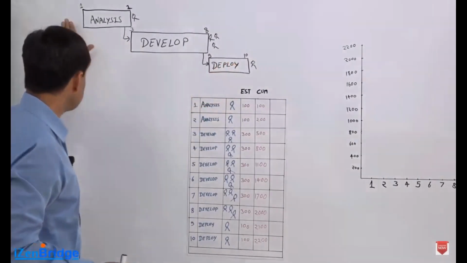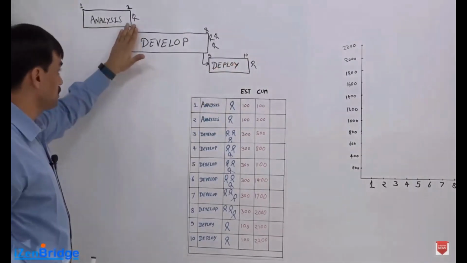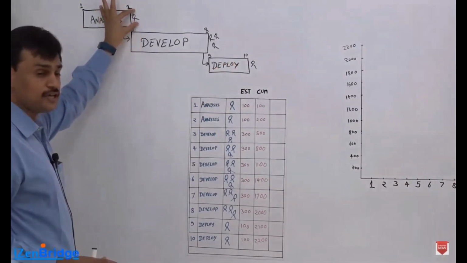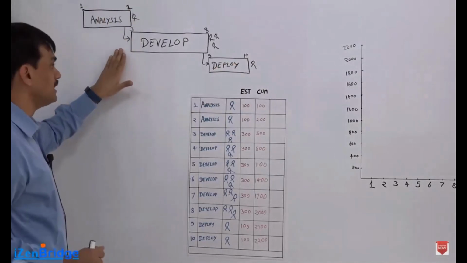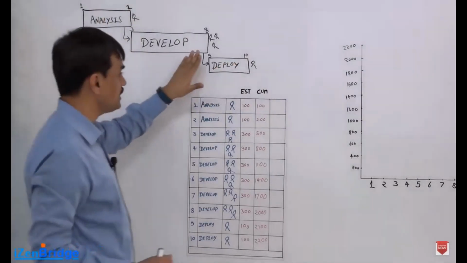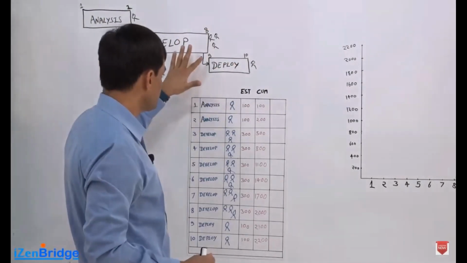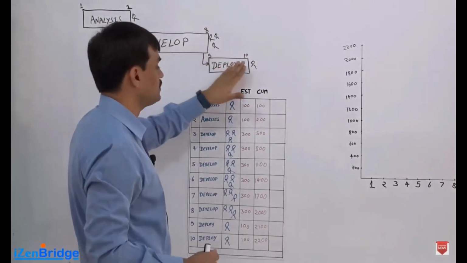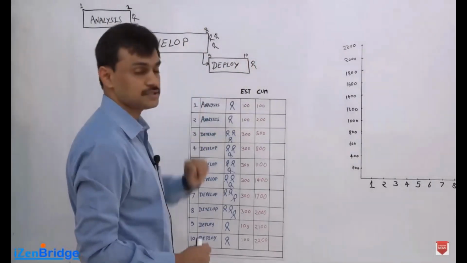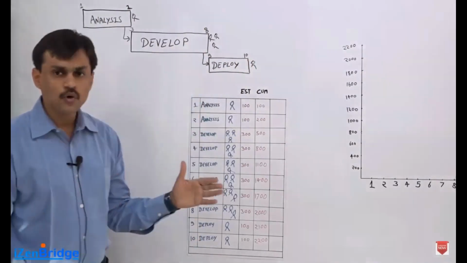I'm starting on day 1, finishing the analysis on day 2, and one person is working on it. Then I'm starting development on day 3 and finishing it on day 8. 3 people are working on it. And I'm starting the deployment on day 9 and finishing on day 10, and one person is working on it. It's 10 days of work.